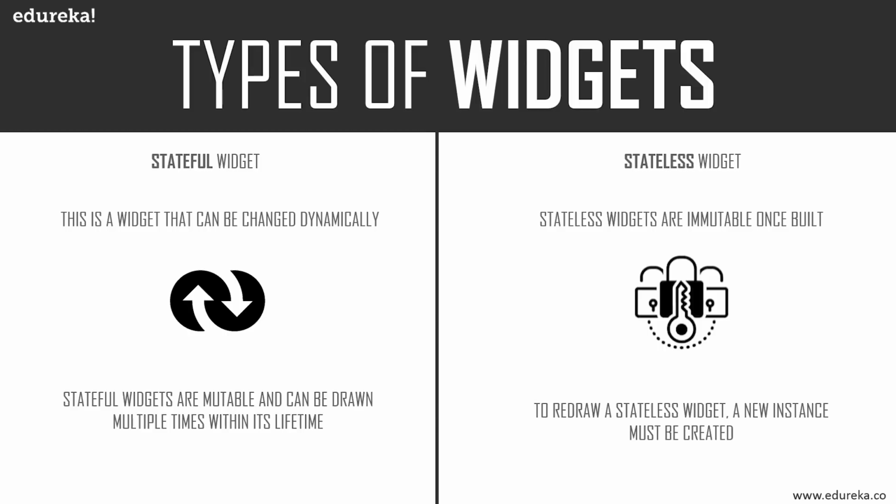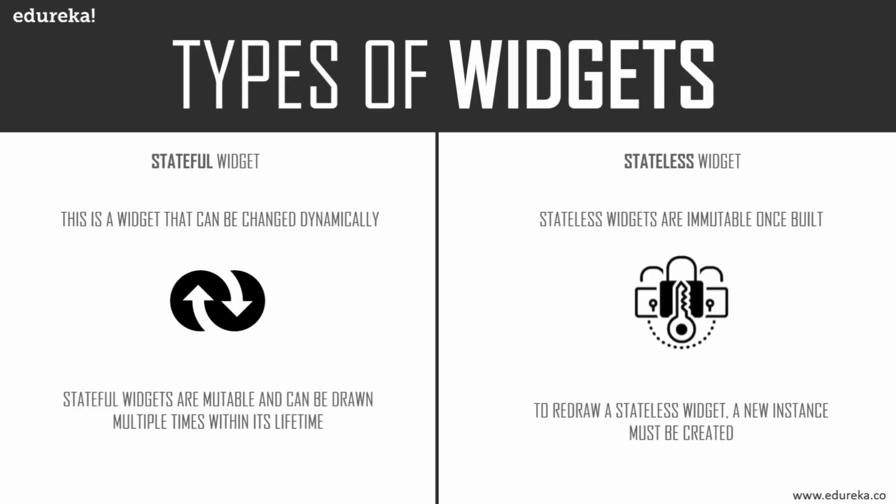So a stateful widget is basically one that can be changed whenever the app is running. So it has the ability to be changed dynamically. This means stateful widgets are mutable and can be drawn multiple times within their lifetime. This could be something like a weather card.